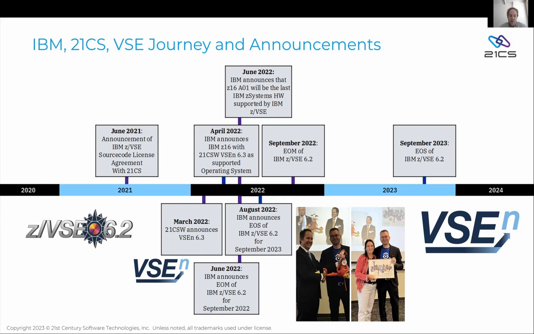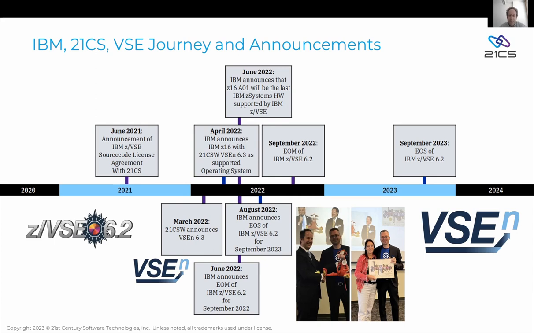So that's the reason why, after that announcement, IBM announced as well that they don't intend to support future generations of hardware with CVSE, the VSE version from IBM, because 21st Century Software VSEn is going to be the one way moving forward for VSE customers.